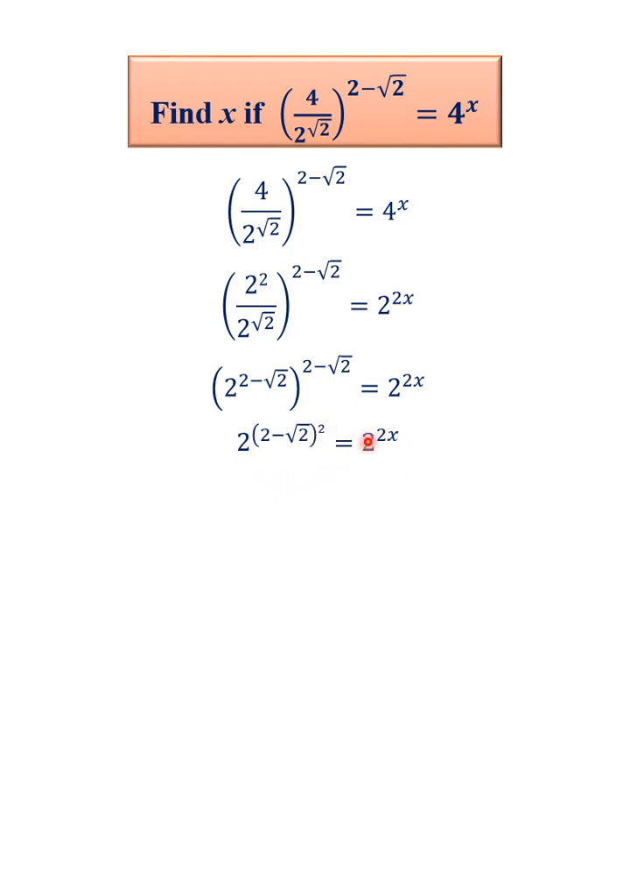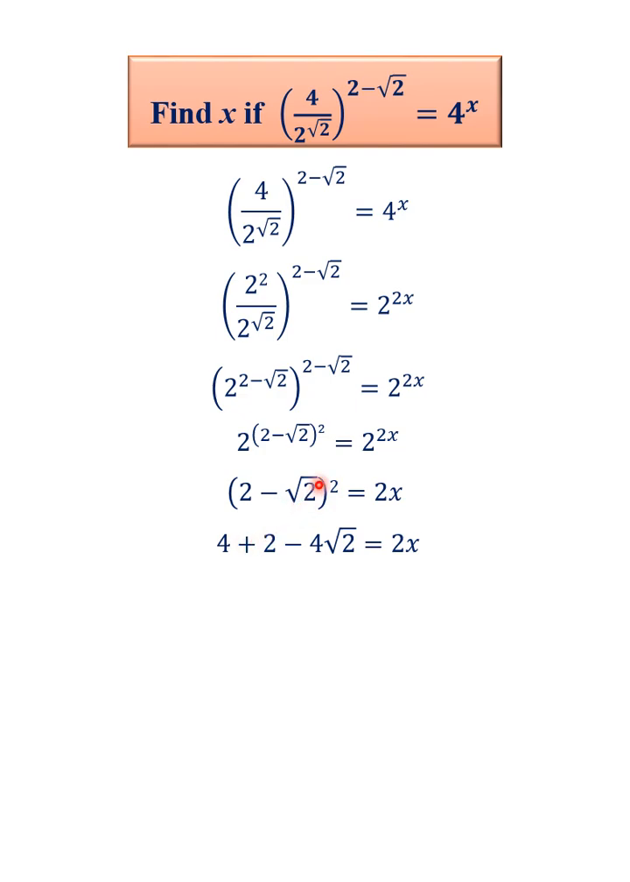Now that the bases are the same, 2 equal to 2, it simply means the powers are the same, so we can equate the powers. So we have 2 minus root 2 squared equals 2x, equating the powers. Let's expand this. 2 minus root 2 squared is simply 2 times 2, that is 2 squared, which will give us 4.